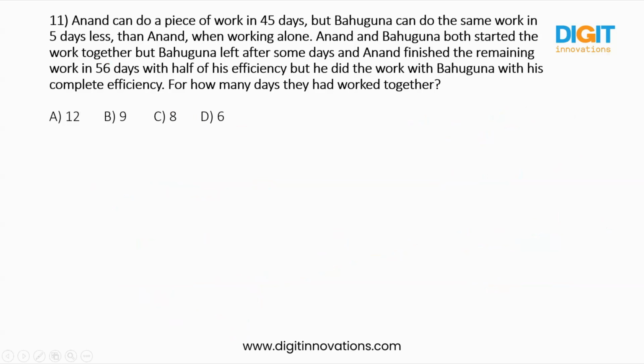So next one it is, Anand can do a piece of work in 45 days. And Bahugan can do the same work in 5 days less than Anand, when working alone. Anand and Bahugan both started the work together, but Bahugan left after some days. And Anand finished the remaining work in 56 days with half of his efficiency, but he did the work with Bahugan with his complete efficiency. For how many days had they worked together, they asked.